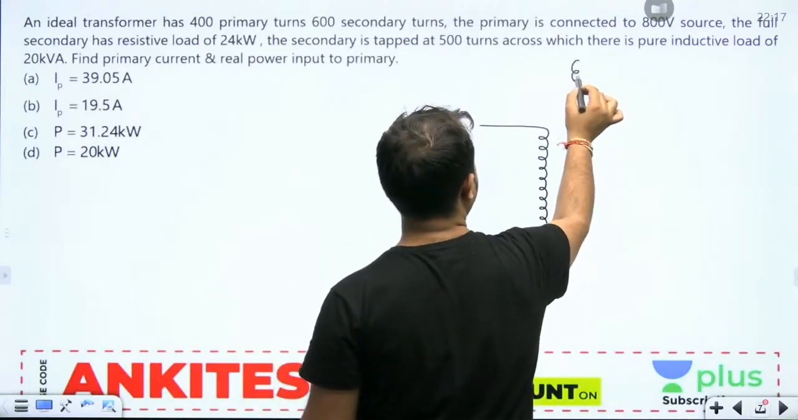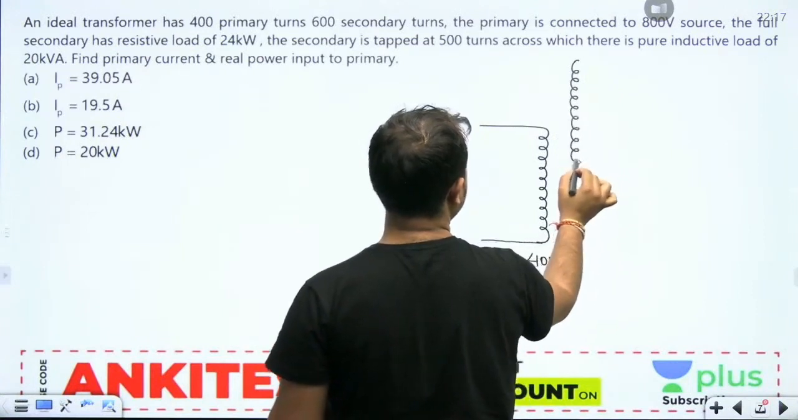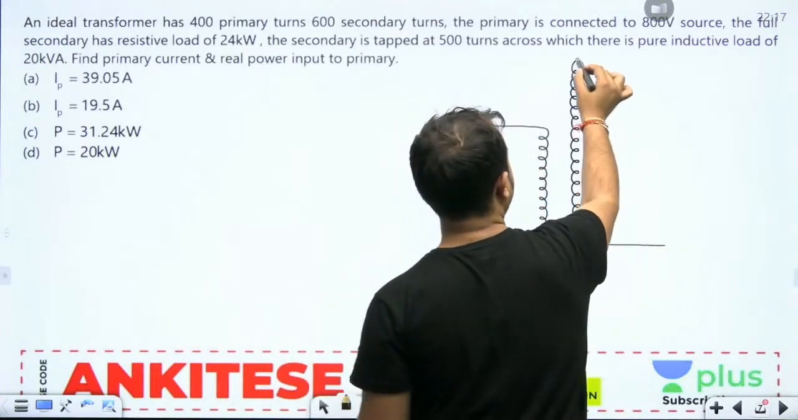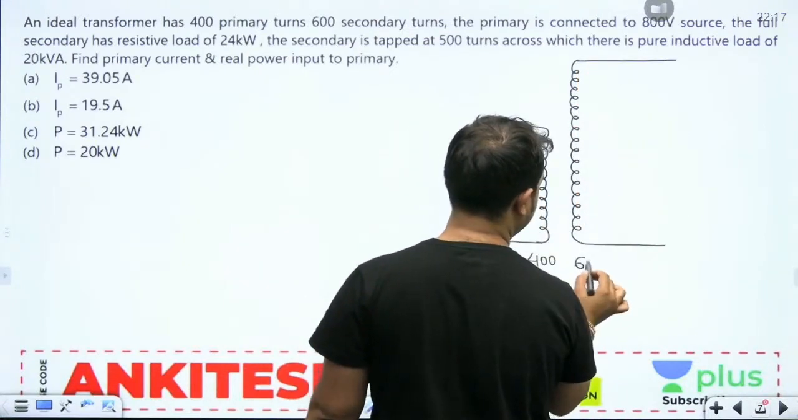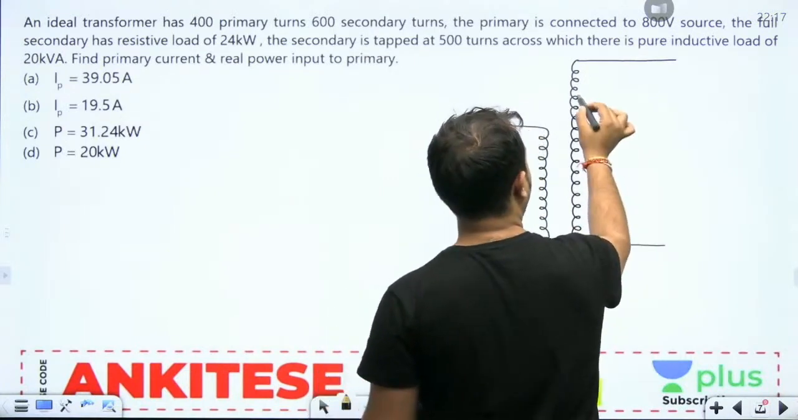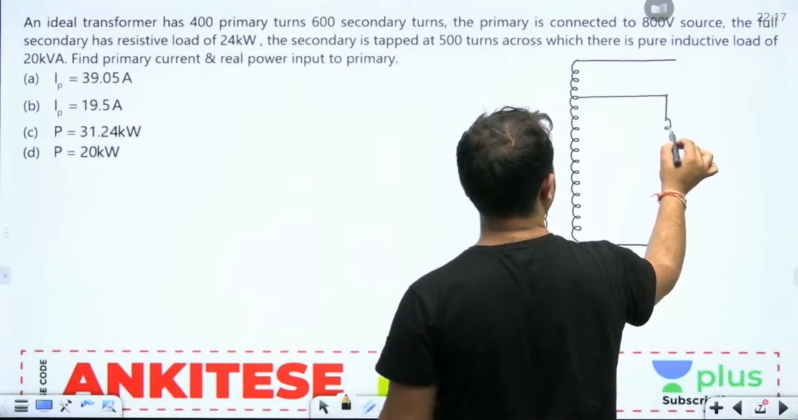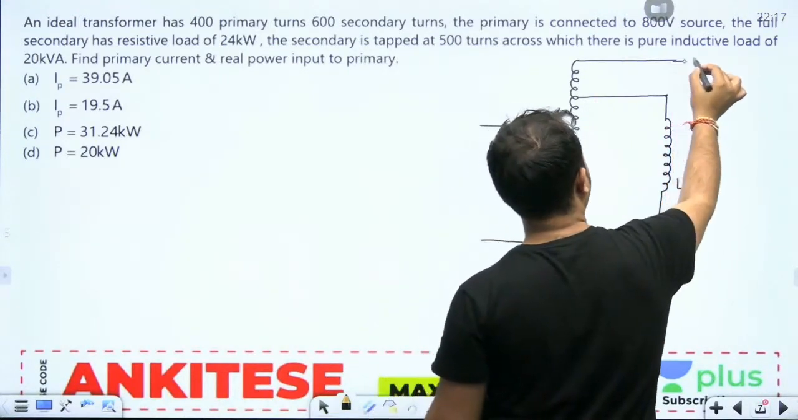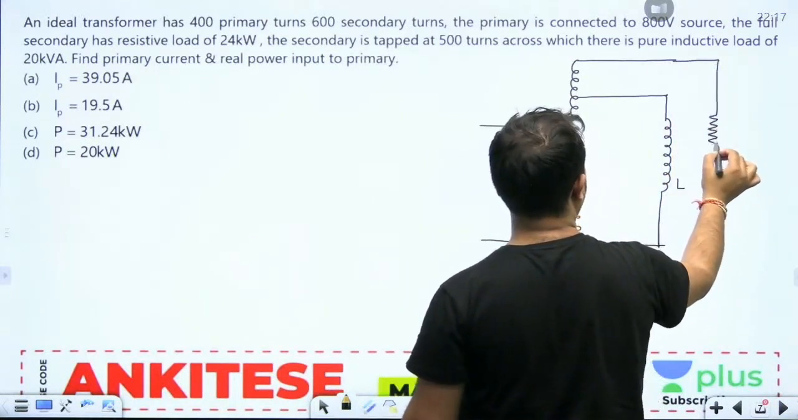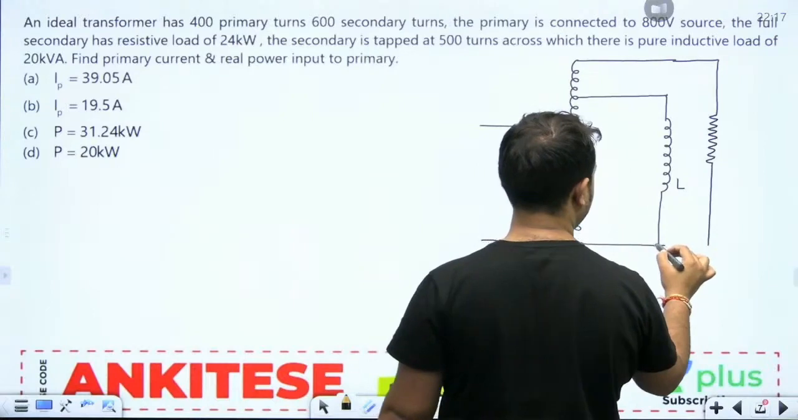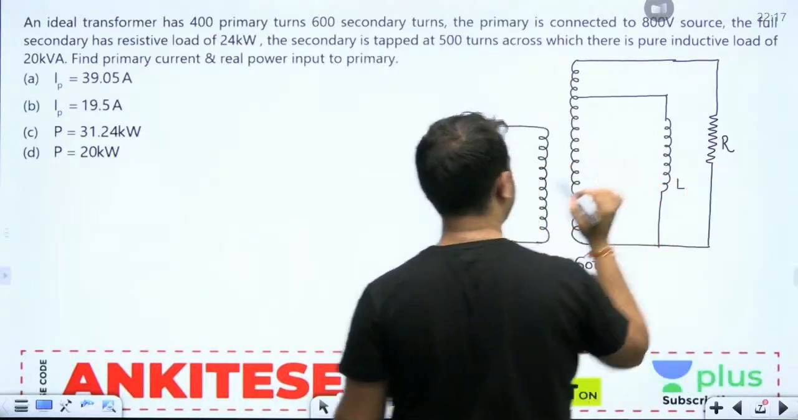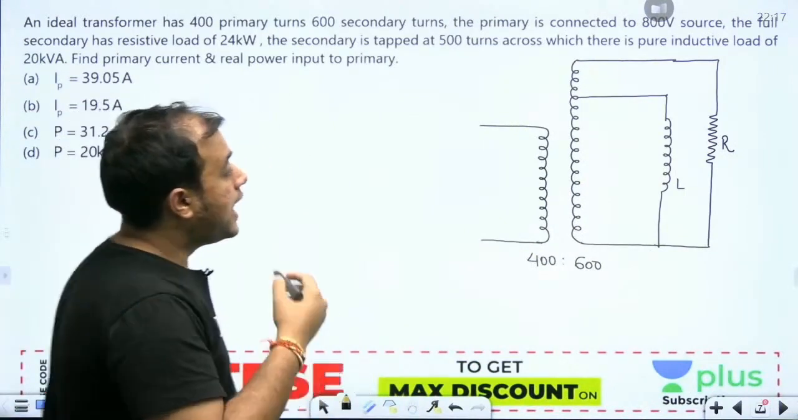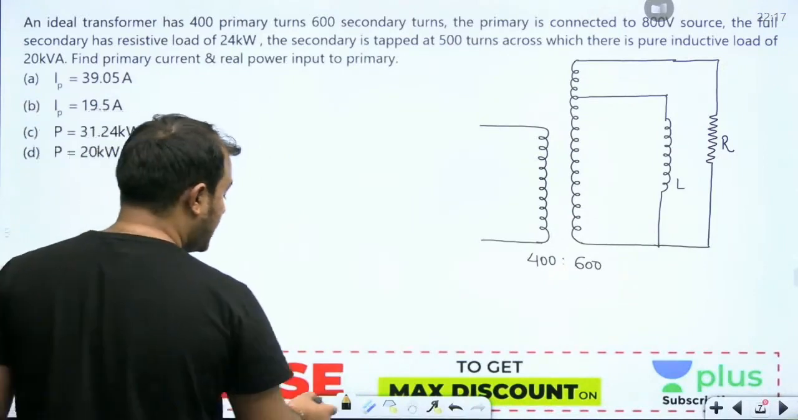We have the 400 primary turns and we have the 600 secondary turns. Now the secondary is tapped at 500 turns, across which we have a purely inductive load like this, and across the complete secondary we have a purely resistive load as well. Okay guys, this is the circuit.